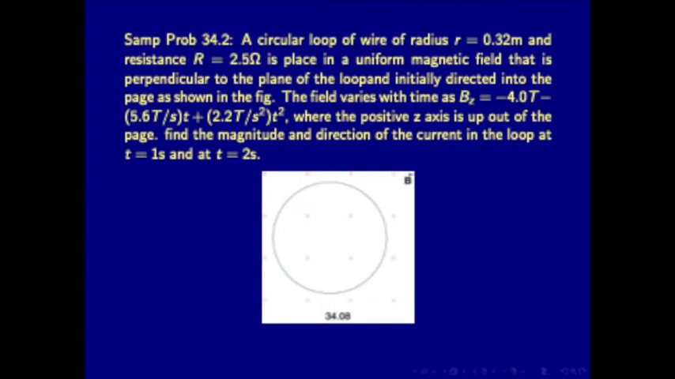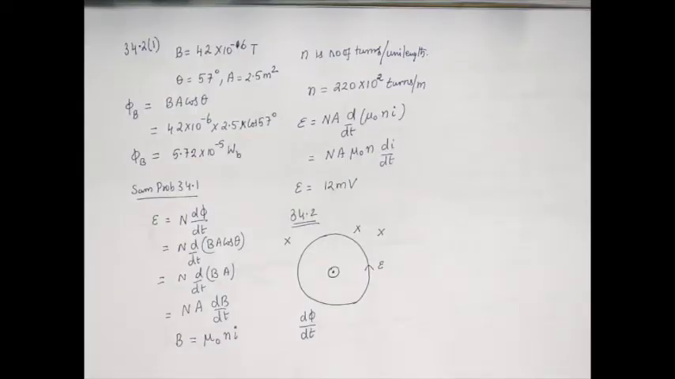Let us solve sample problem 34.2. In this, a coil is placed in a time dependent magnetic field, and we are asked to find out the direction and magnitude of the current in the loop at different instances of time. This can be confusing to the students, so I have broken it down into simple algorithmic steps. So the way you go about it is the following.